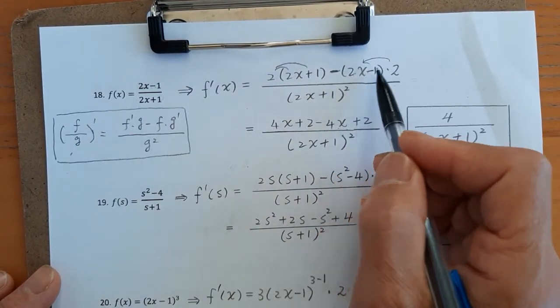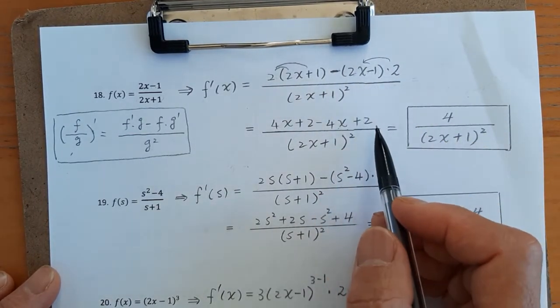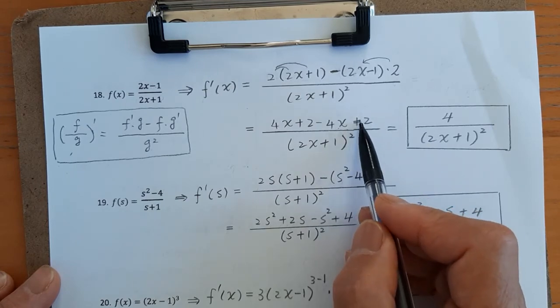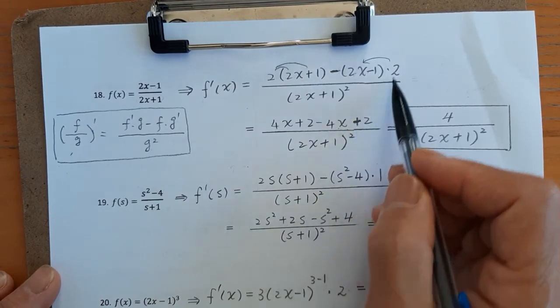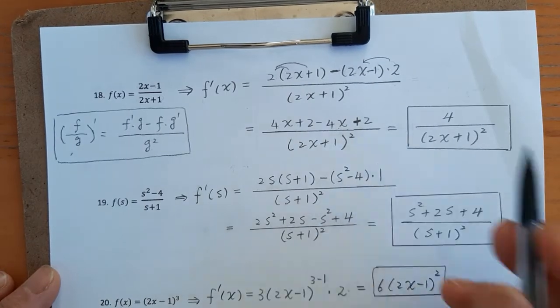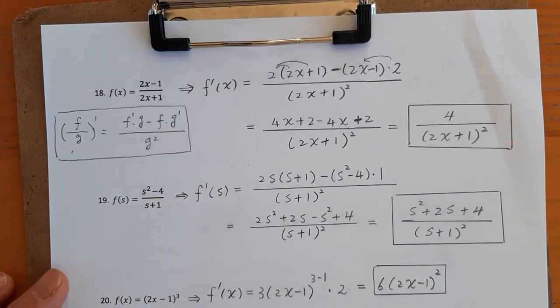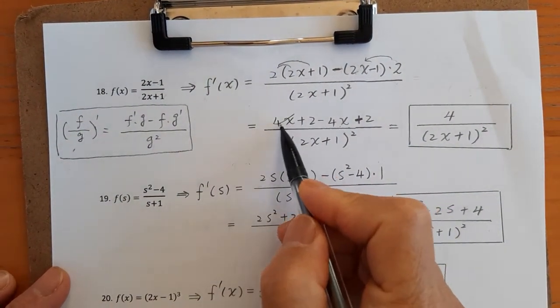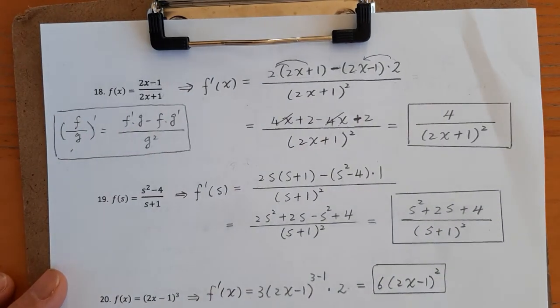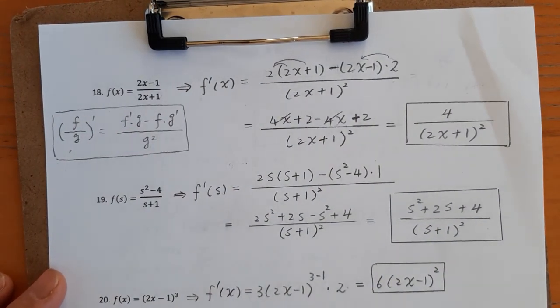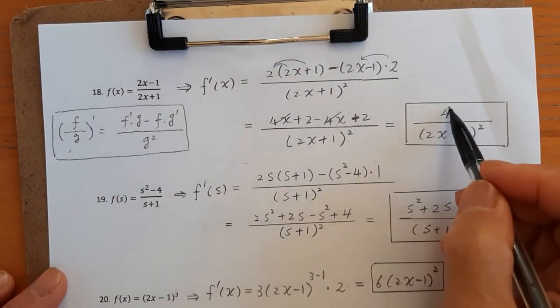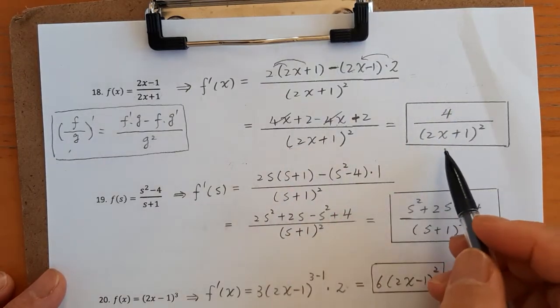Negative times negative, distribute in. Remove the parentheses, and you change to plus. And 2 times 1 is 2. Combine like terms. 4x minus 4x is 0. And 2 add 2, it's 4 over the denominator.